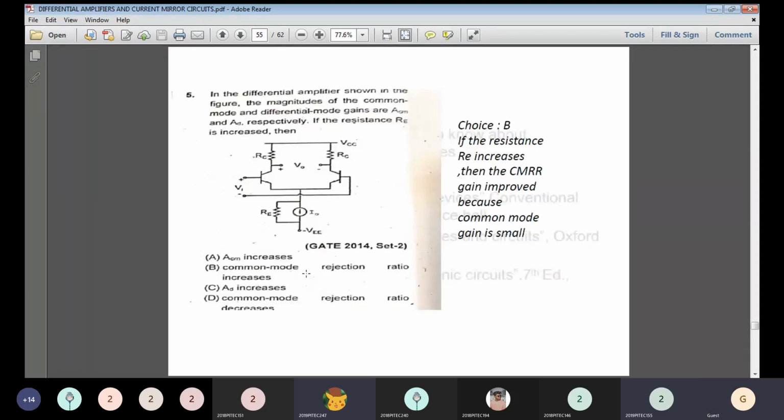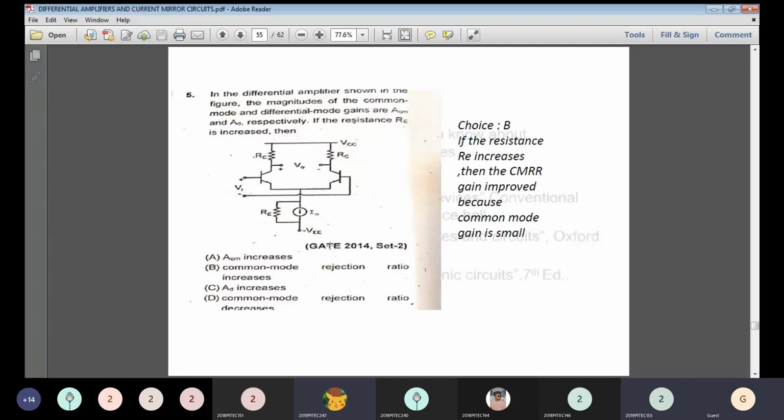Moving on to the next one, the differential amplifier case. In the differential amplifier shown in the figure, the magnitude of the common mode and the differential mode gain are ACM and AD. If the resistance RE is increased, then what happened to your gain? ACM will increase, or AD will increase, or the common mode rejection ratio decreases or increases. So these are all the 4 options given. Whether common mode gain increases, or differential mode gain increases, or the remaining 2 options, the common mode rejection ratio increases or decreases.